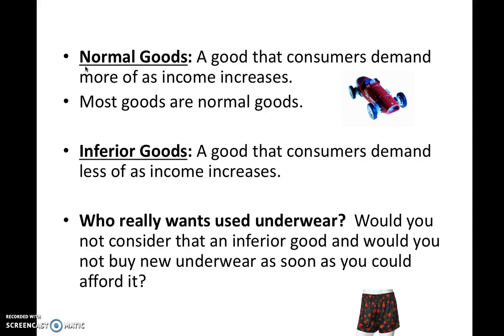Most things we're going to deal with are normal goods, but there's these things out there called inferior goods. And they really can't ask you a question about an inferior good without giving away that they're talking about it. They're going to have to declare it an inferior good probably in the question. But it's the one that breaks the rules. It's the one that consumers will demand less of as income increases. You have money, you don't want it anymore.